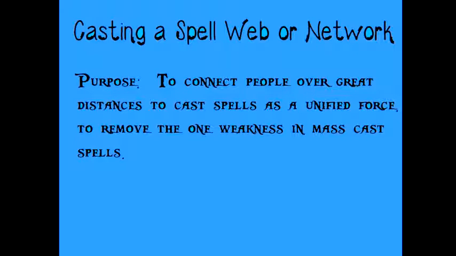Well, I figured out how to do a spell web or spell network, and I wanted to share that with you. The purpose is to connect people over great distances so that they can cast their spells as a unified force. This would remove the one weakness in mass cast spells.